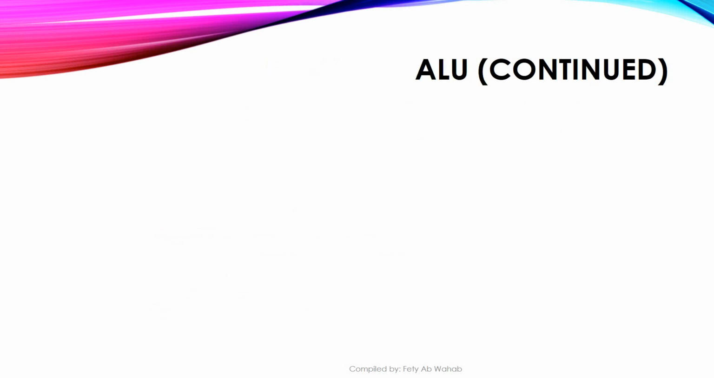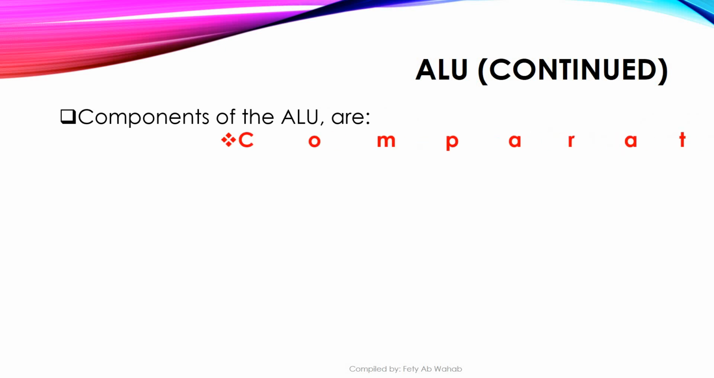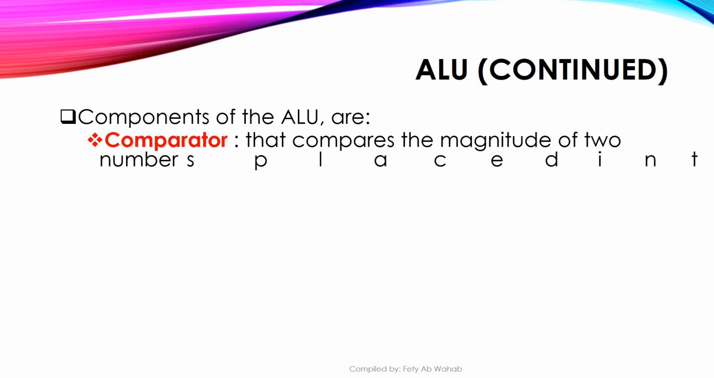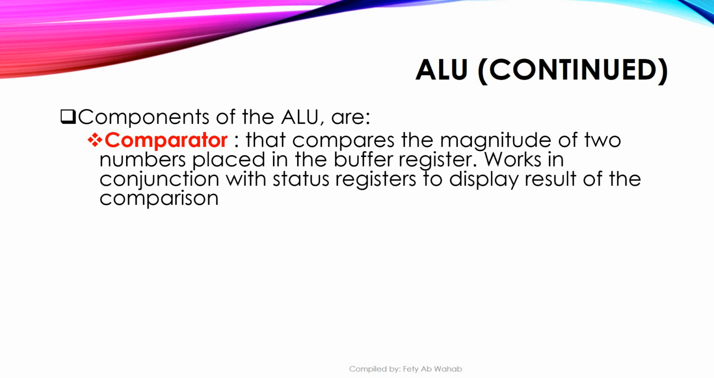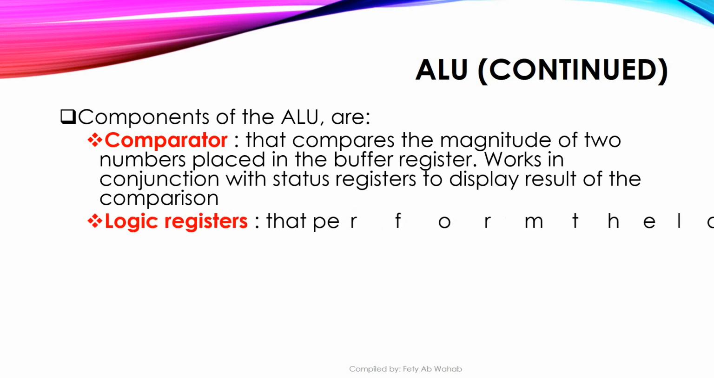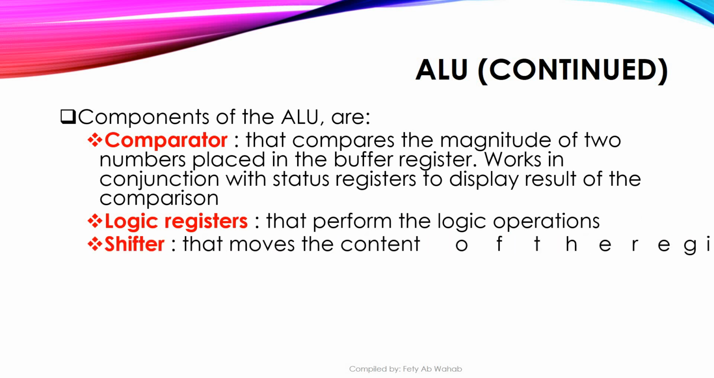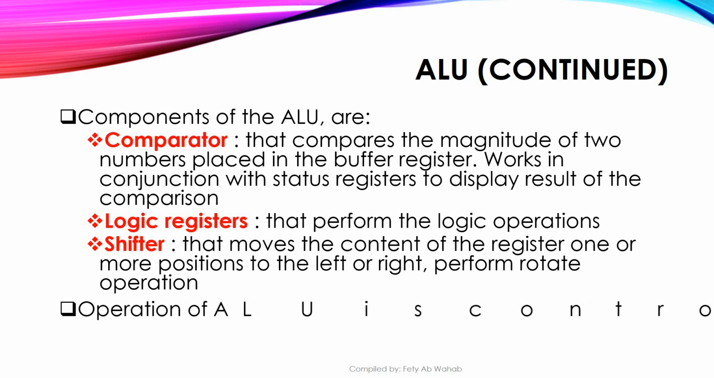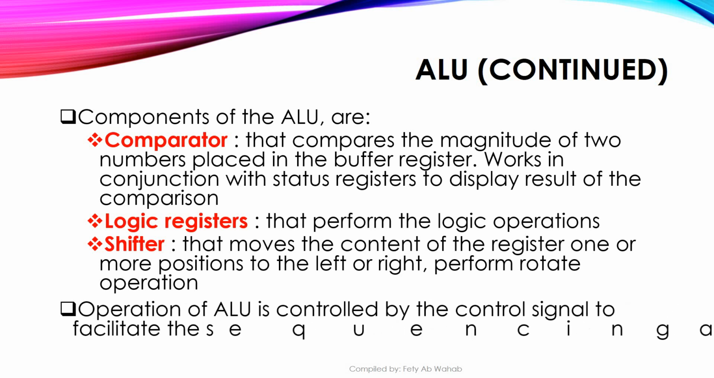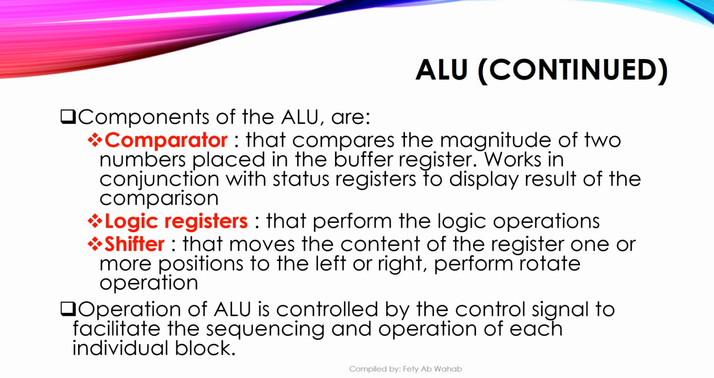ALU, continued. Components of the ALU are comparator, that compares the magnitude of two numbers placed in the buffer register, and works in conjunction with status registers to display result of the comparison. Logic registers, that perform the logic operations. Shifter, that moves the content of the register one or more positions to the left or right, performing rotate operation. Operation of ALU is controlled by the control signal to facilitate the sequencing and operation of each individual block.